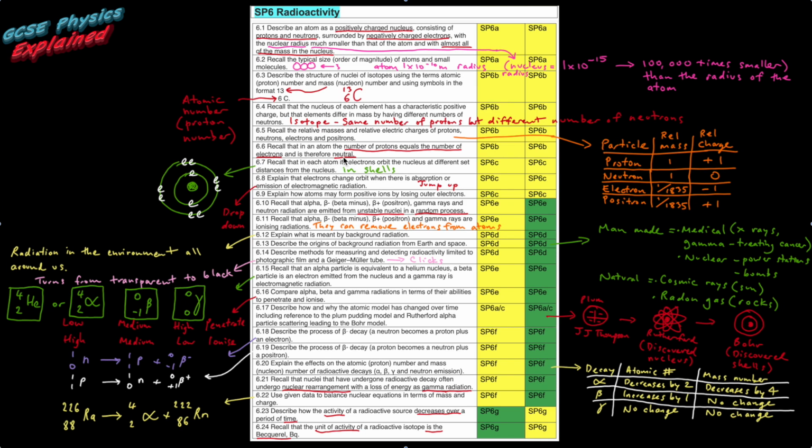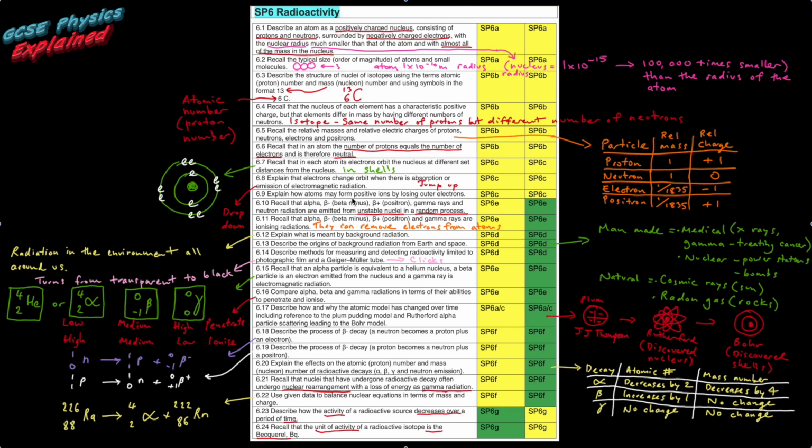therefore neutral. Recall that in each atom, its electrons orbit the nucleus at different set distances from the nucleus in shells, in other words, just like that, the Bohr model. Explain that electrons change orbit when there is absorption or emission of electromagnetic radiation. The electrons will jump up a shell if they absorb electromagnetic radiation, and they will drop down a shell if they emit electromagnetic radiation.